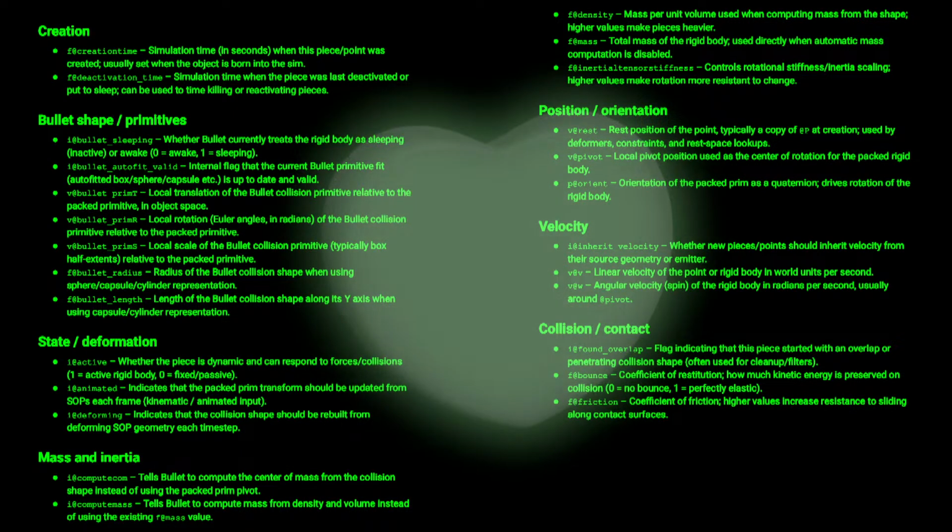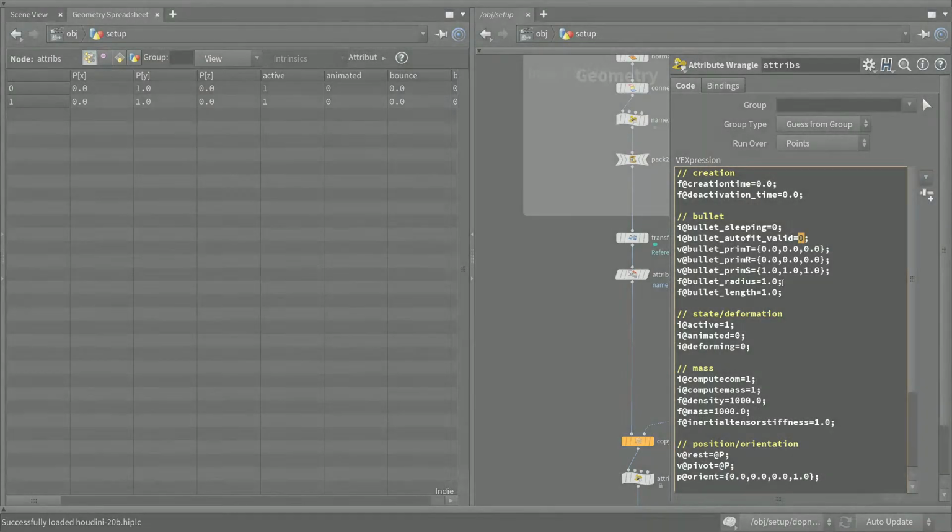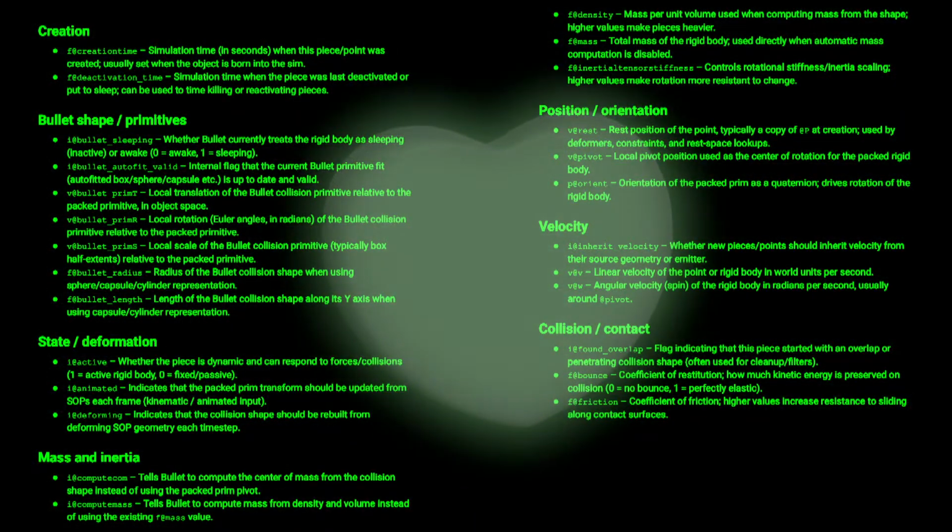So if we look back in Houdini, the values I have assigned to these is 0 for creation time and 0 for deactivation time. And bullet sleeping 0 for no, and bullet autofit valid 0 for no. And then we have bullet prim T for translation, R for rotation, and S for scale. And these are set to the 0 vector, and the unit vector. And then bullet radius to 1 and bullet length to 1. And again, you will have to check here what these mean.